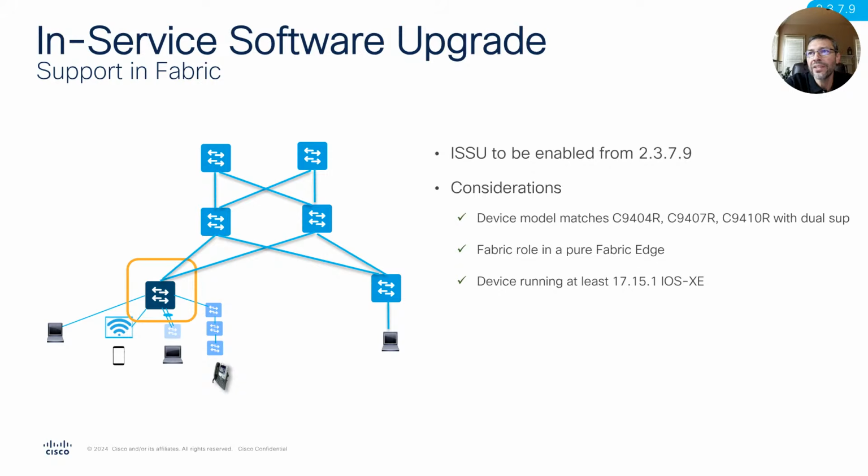Enabling ISSU requires specific considerations. The devices must be the Cisco 9404R, 9407R, or 9410R models with dual supervisors, and function in a pure fabric edge role. Additionally, all devices involved must be running at least IOS XE version 17.15.1.